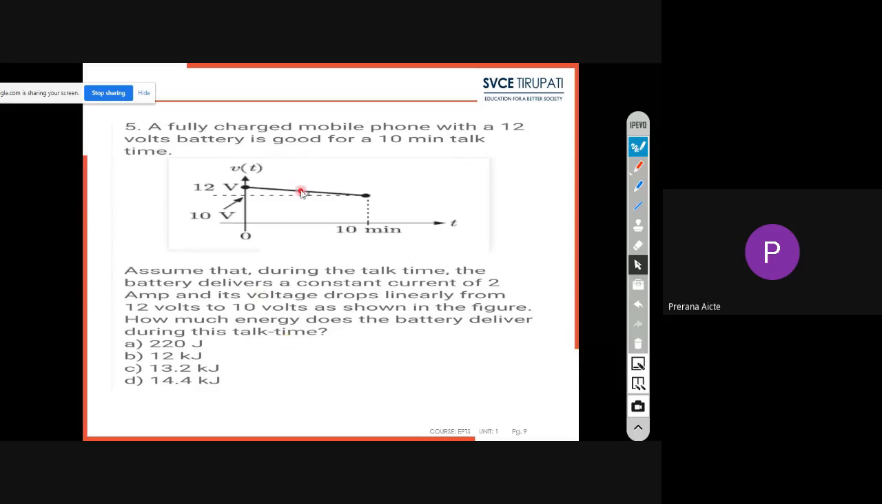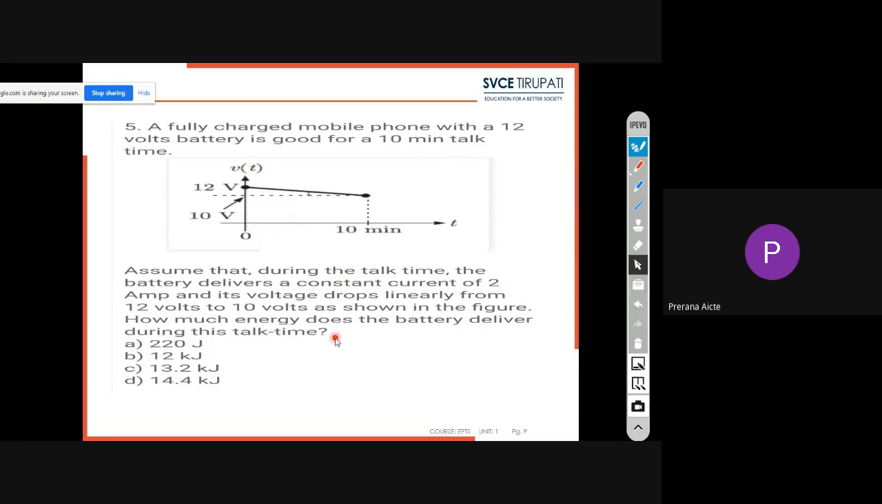So see here. A fully charged battery is good for 10 minutes talk time. So this can be used for 10 minutes talk time. While talking through the phone, this voltage will drop from 12 volts to 10 volts. The current is constant. What is the current value they given? The current is 2 amps. How much energy does the battery deliver during this talk time?